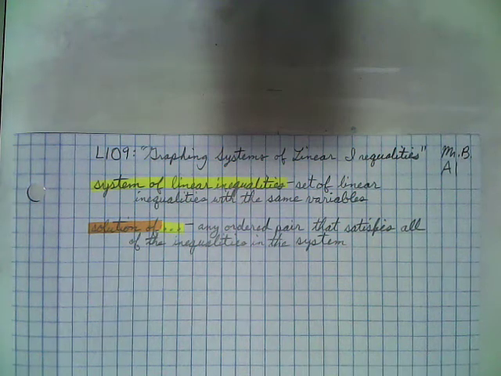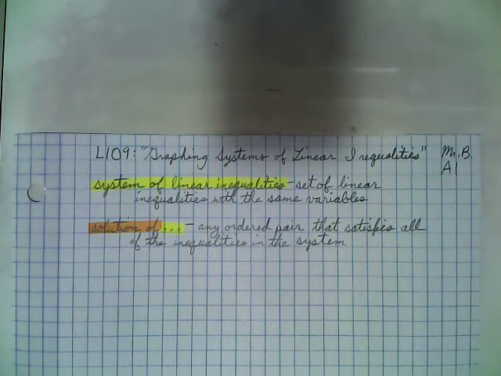This video is over lesson 109, Graphing Systems of Linear Inequalities, and it is for my Algebra 1 class. A system of linear inequalities is like a system of equations. It's just a set of linear inequalities with the same variables. So the solution to a system of linear inequalities, just like the solution to a system of equations, is just the values of the variables that make the inequalities true.